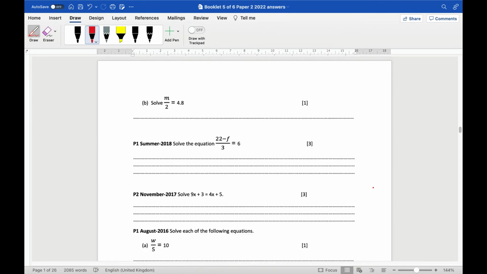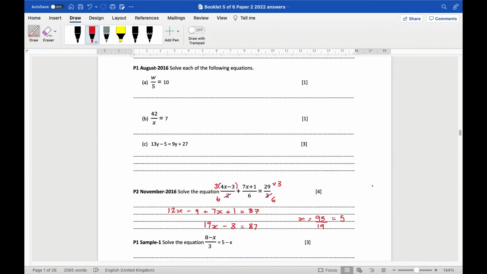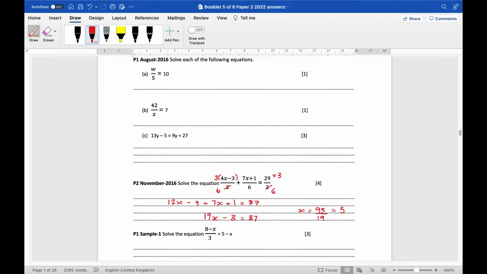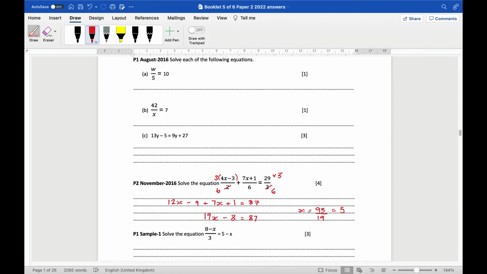Lots more for you to try. Another example there of making the bottom numbers the same, I've chosen to times that by 3, so times the top by 3, and that by 3, so times the top by 3. The middle one I've left alone, and I've solved.